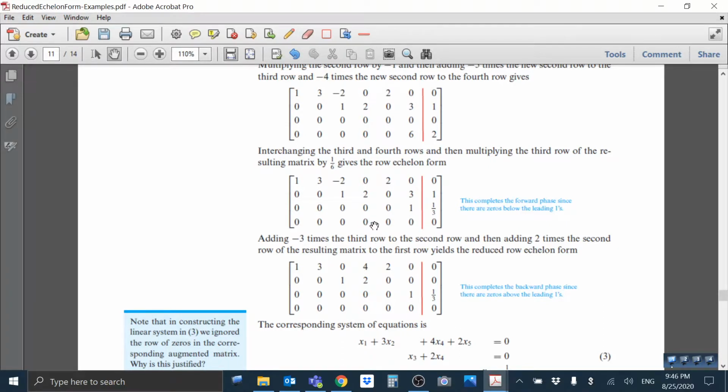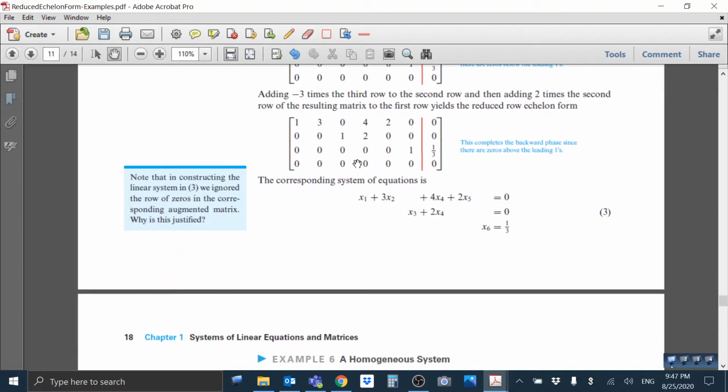This matrix is in echelon form. Leading entries are 1. Oh, great. But they are not the only non-zero values in their column. So, sorry, this is only echelon form. It's not reduced. It's just echelon. Let's check the last one.